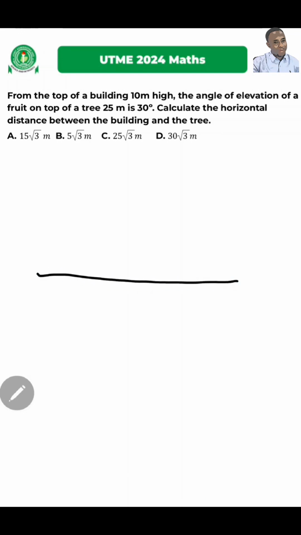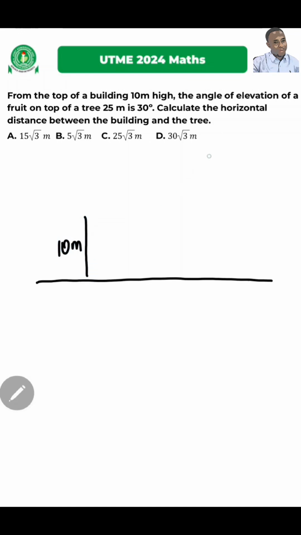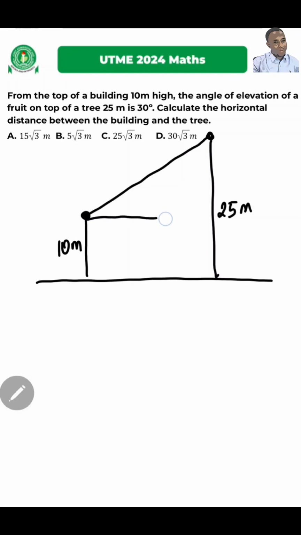So let's start with a common ground. And let's say this is the height of the building, 10 meters. And this is representing the tree, 25 meters high. Someone is here, viewing here at an angle of elevation of 30 degrees, which means this is the distance we need to find, the distance between the tree and the building.